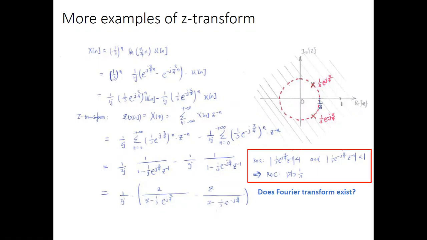And this is also consistent with our observation that when the signal is right-sided, because of this u of n, x of n is a right-sided signal, then the ROC is outside of the poles. So in this expression of the Z transform, there are two poles, which are the two points represented by the crosses. And for this case, the discrete time Fourier transform also exists because this ROC contains the unit circle with radius 1. So 1 is here. So the unit circle is contained in the ROC. So the Fourier transform exists.